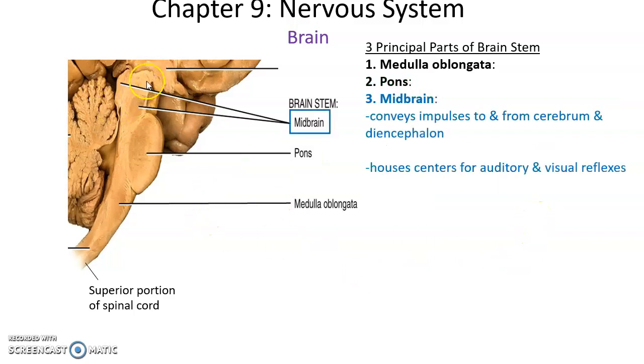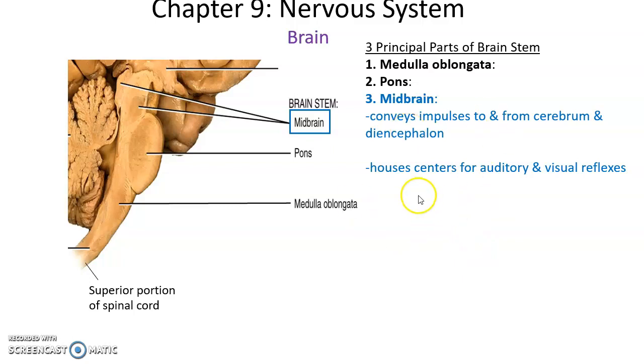And then we have the midbrain. Midbrain attaches directly to the diencephalon and to the cerebrum. So the midbrain helps convey impulses between the diencephalon and the cerebrum. It's attached to both of those things.